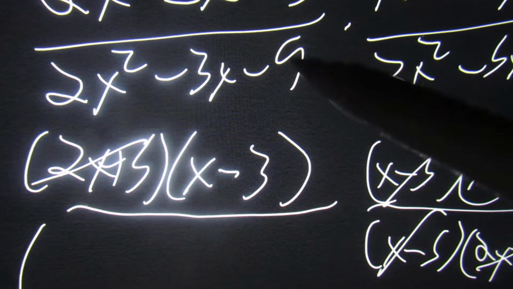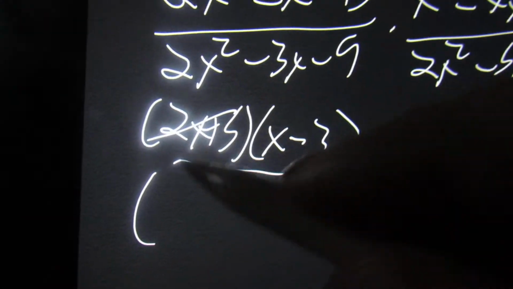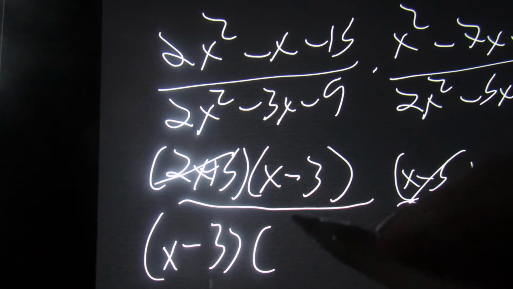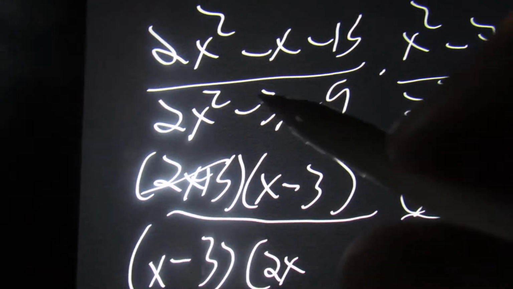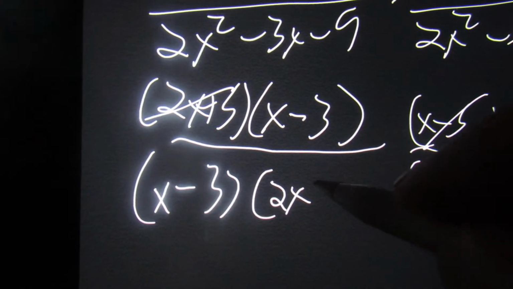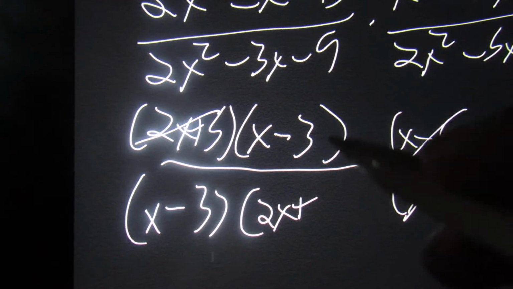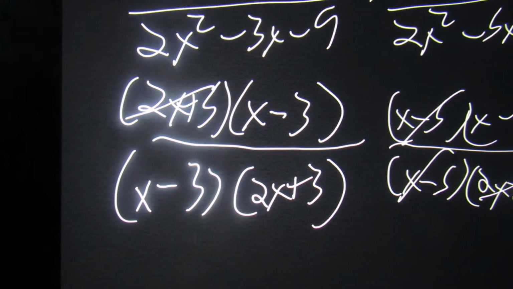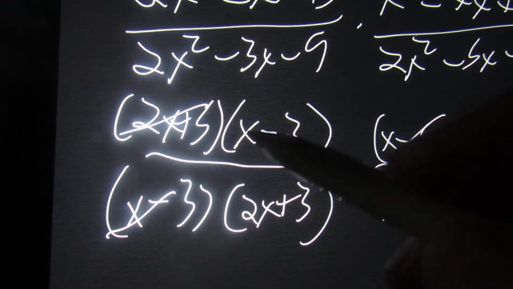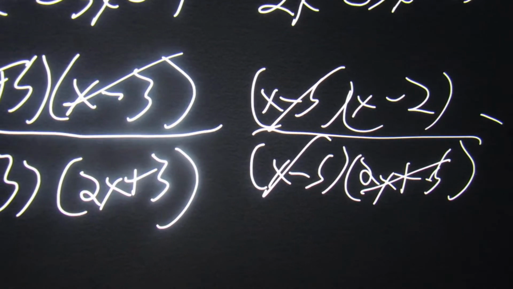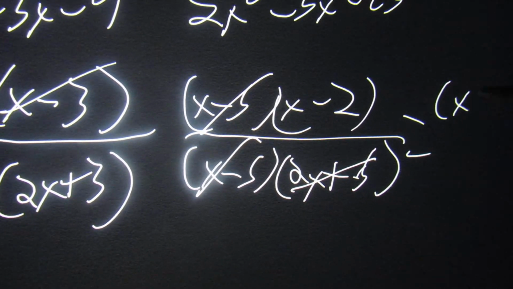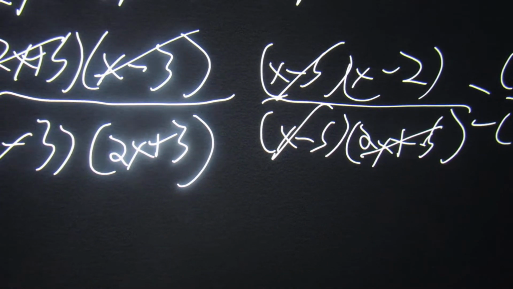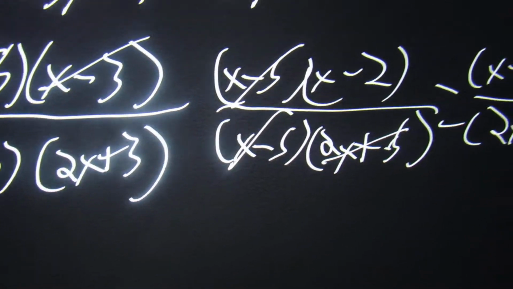3 will go into this 9, so I'm going to assume that x minus 3 is a factor. And because we have a 2 here, that means we have to have a 2x, and these were both minuses, so now I have to have a plus. 3 went into 9 3 times. So I'm going to have the x minus 3's cancel. What I'm left with on top is x minus 2. What I'm left with on bottom is 2x plus 3.